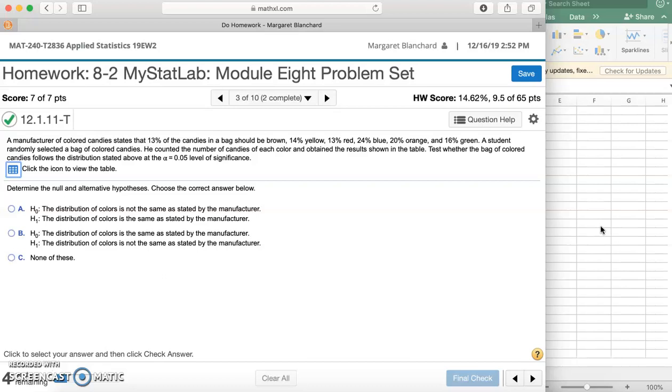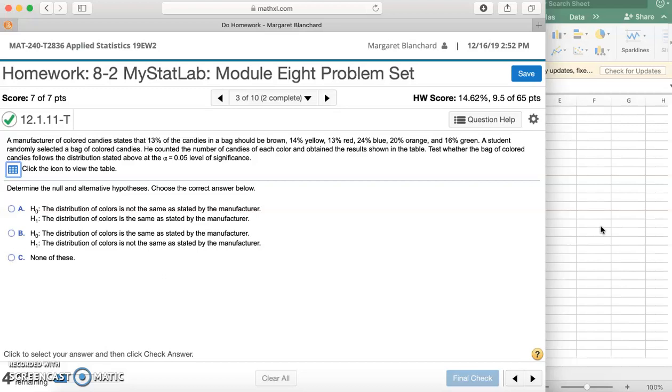So what we have is a bag of candies. Let's say that they're M&Ms. And we're going to count out how many of each color we have: yellow, red, blue, orange, green, and brown, excuse me. That's going to be our observed column, or our observed data. Now, we do need to find out what we expected, because we're given these percentages, or proportions if we divide them by 100. We need to take that to figure out our expected counts.